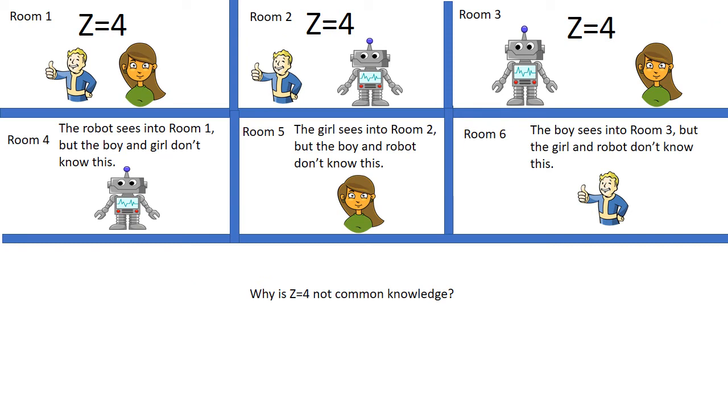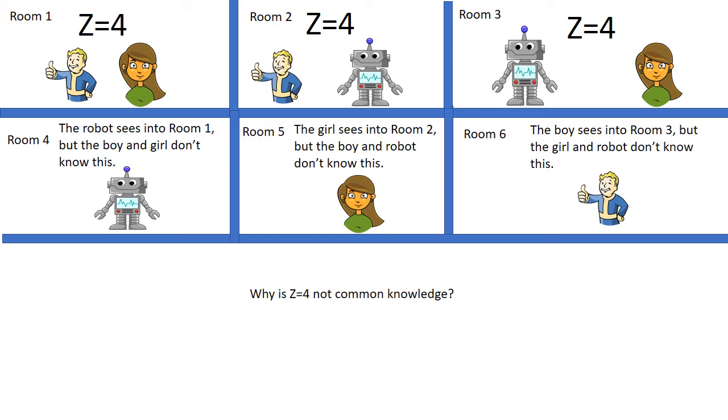In this final exercise, we're going to use the trick of imagining that you can see into a room, but the people in that room don't know they're being watched. So the robot in room 4 can see into room 1, but the people in room 1 are unaware that they're being watched by the robot, or at least they're not certain they're being watched. Similarly, the girl in room 5, she knows what's happening in room 2. Maybe there's a one-way mirror, or maybe there's a secret monitor in room 2. So she knows what's happening in room 2, but the people in room 2 are unaware, or at least they're uncertain whether they're being watched.